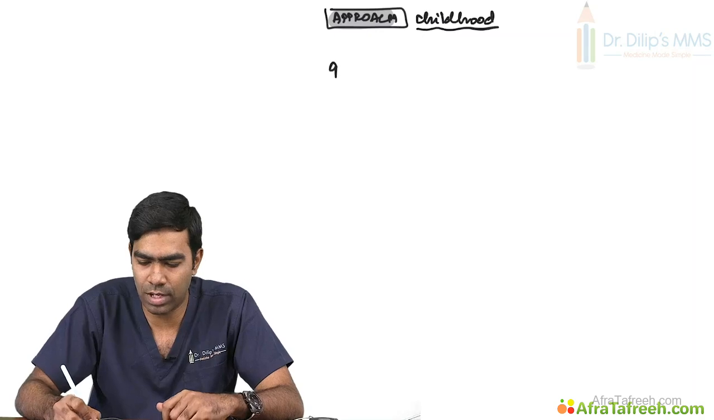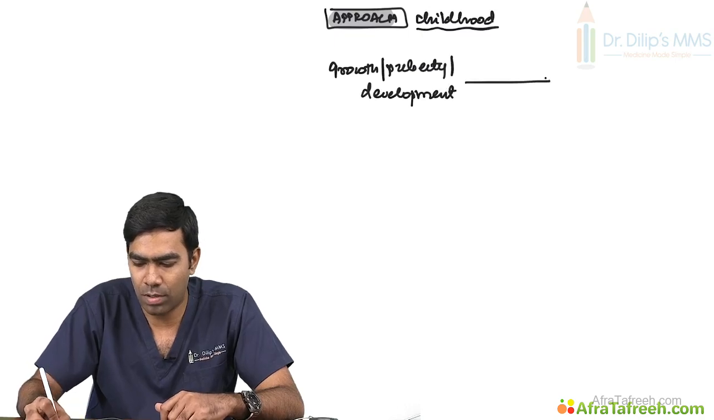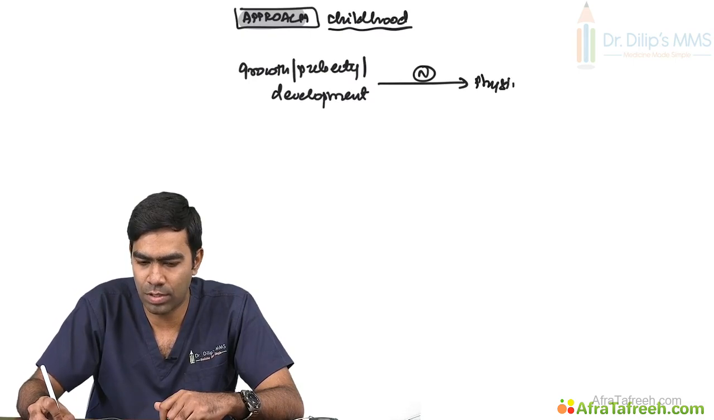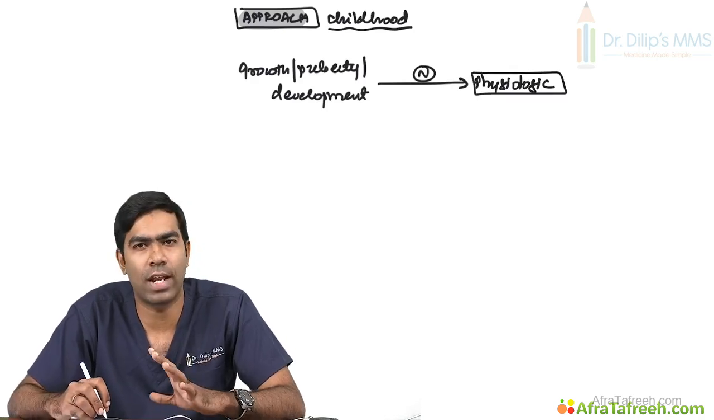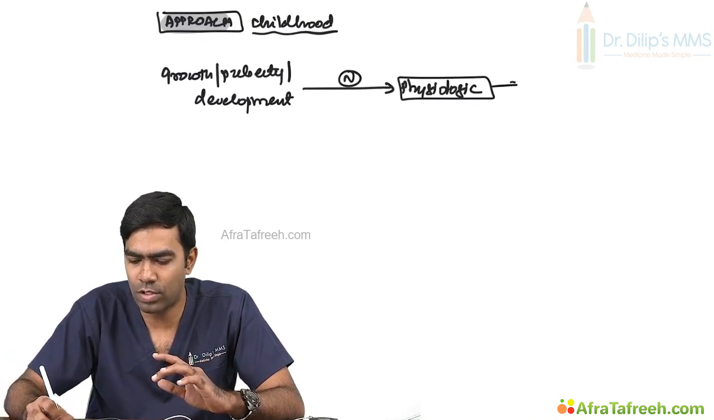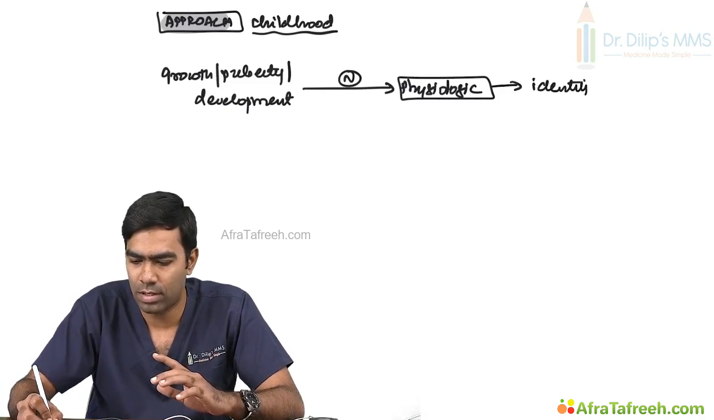For that matter, first I'm going to look at the growth, puberty, and the development in that particular child. If all are normal, then definitely it is very clear I'm dealing with a physiological obesity. Physiological obesity, and it's not pathological, which contributes to 98 to 99% of the obese children. Once I know it's a physiological obesity, my next step is just to identify complications. Look for complications, whether it is there or not.